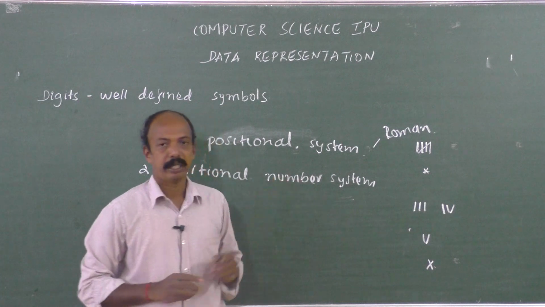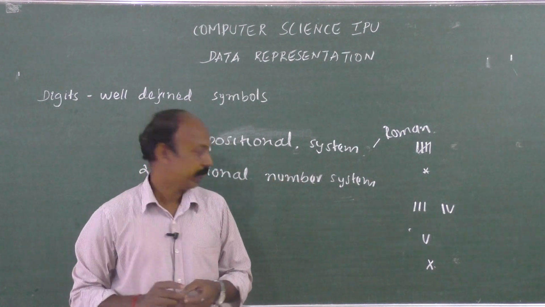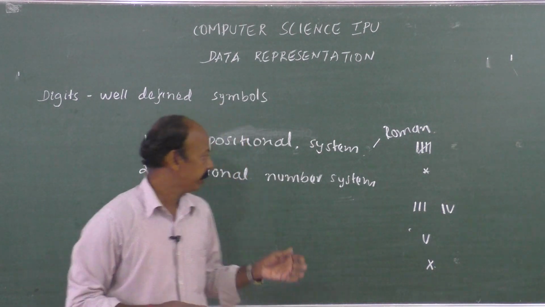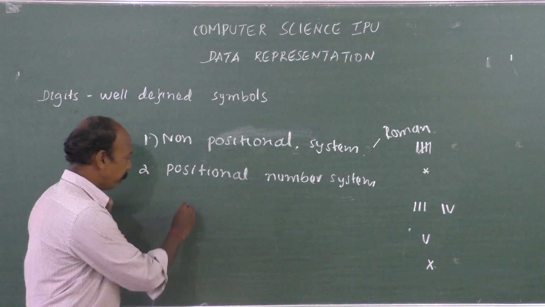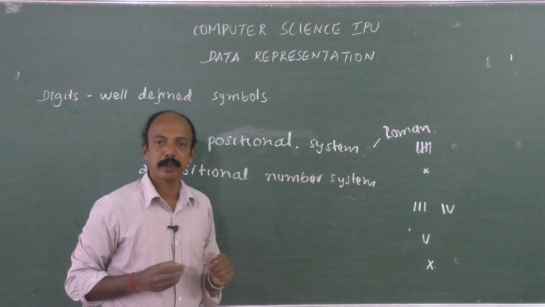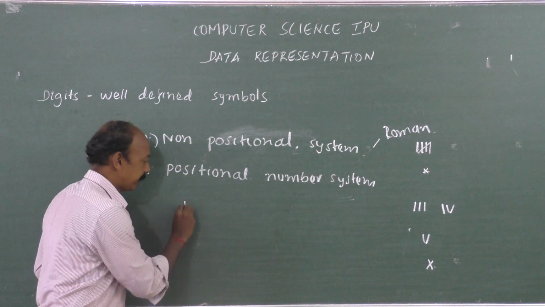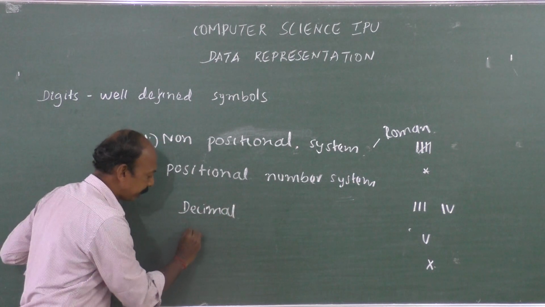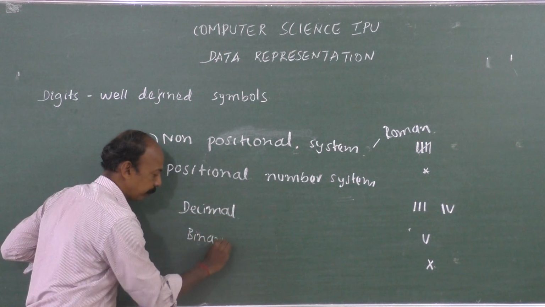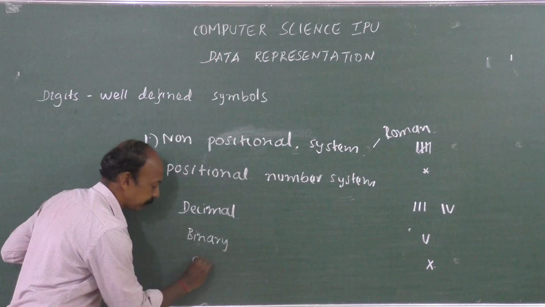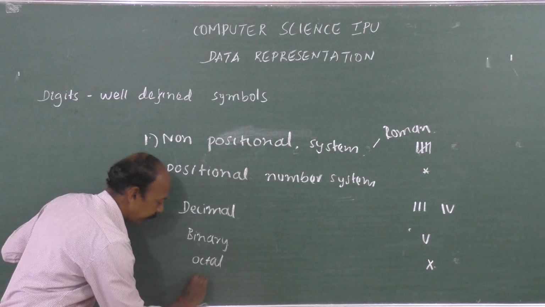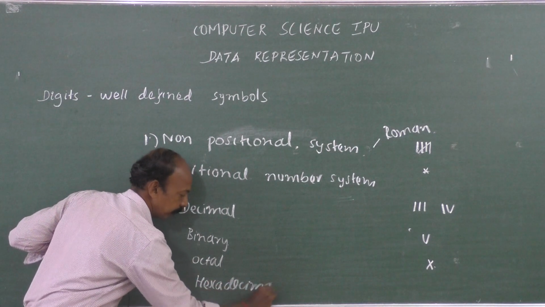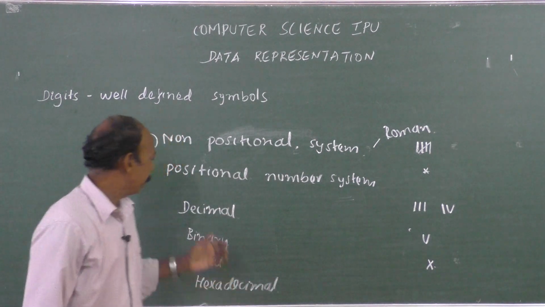Now, coming to the next one that is important for us, the positional number system. In the positional number system, we have different number systems. The first one is the number system with which we are familiar, the decimal number system. Then we have the binary number system, the octal number system, and the hexadecimal number system. One by one we shall look into them.